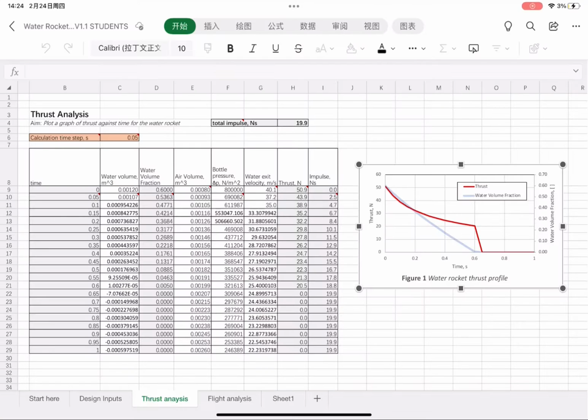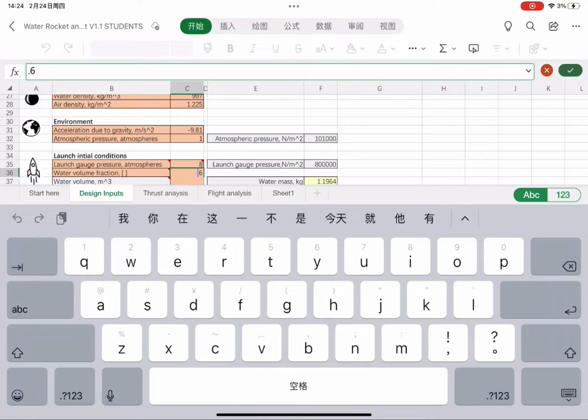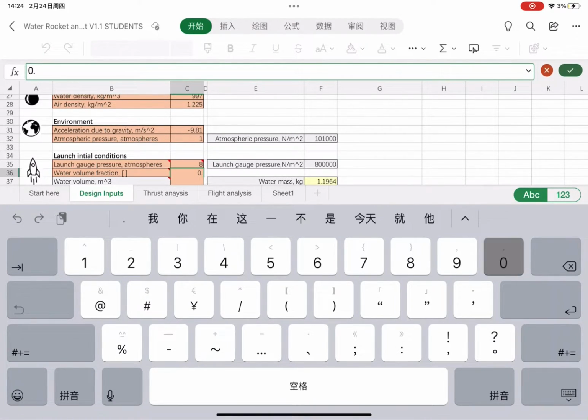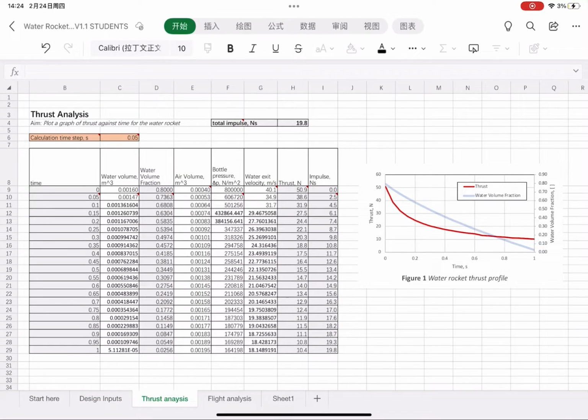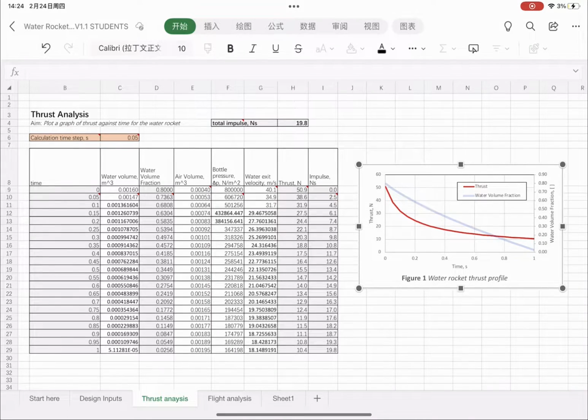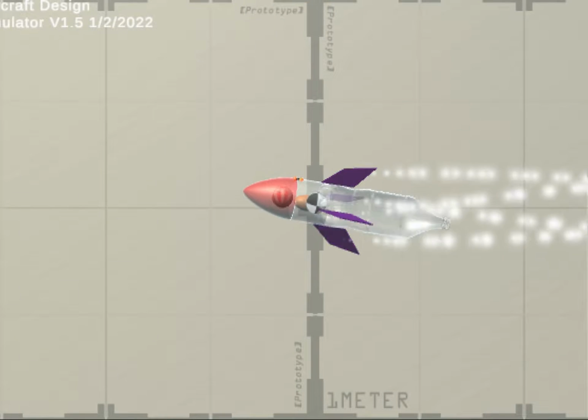A breakdown of the thrust can be shown using a spreadsheet in which you can change many variables to achieve an optimal design. Within our spreadsheet, we can have a look at impulse, which refers to the change of momentum of the rocket when force is acting on it. The impulse is also inversely proportional to the water volume fraction over the duration of time, which can also be seen on the spreadsheet.